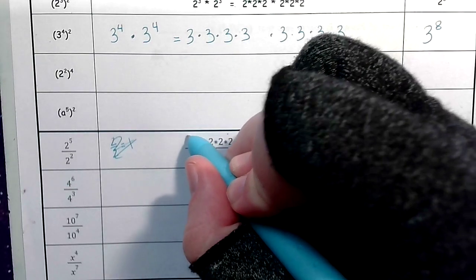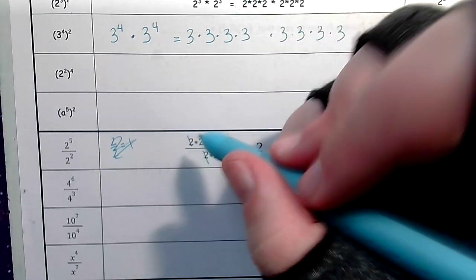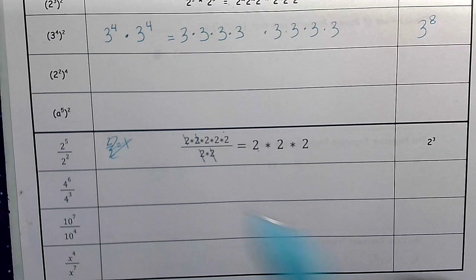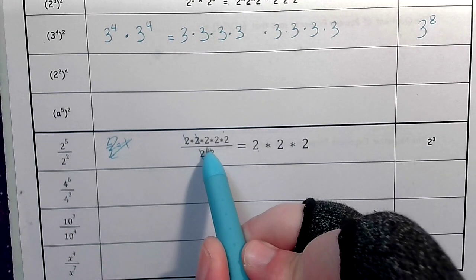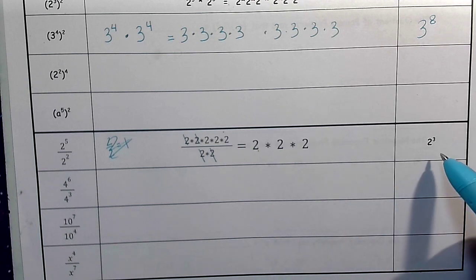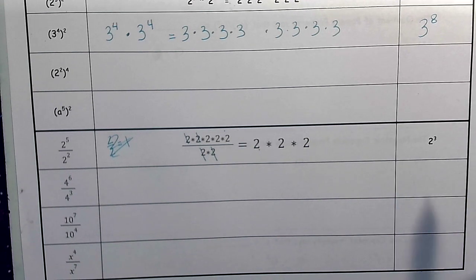So any pair on top of each other we can cancel out. So when we do that, we're left with just 3 2's on the top. 2 times 2 times 2, which simplifies to 2 to the third. So we'll do another one of those.